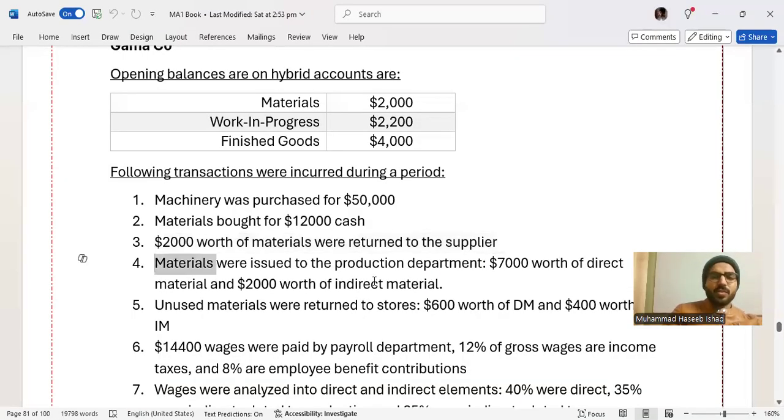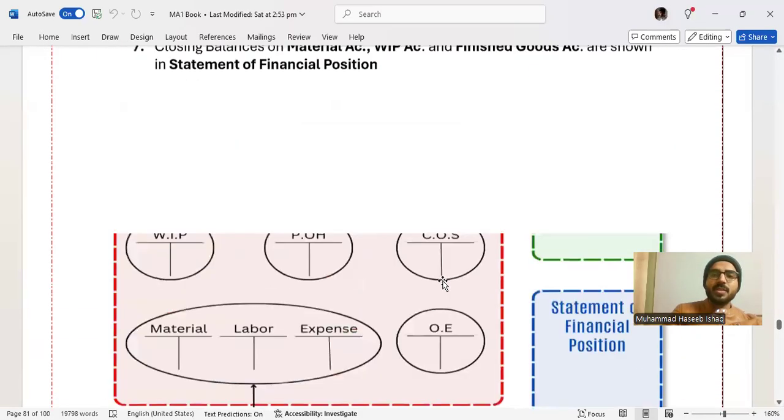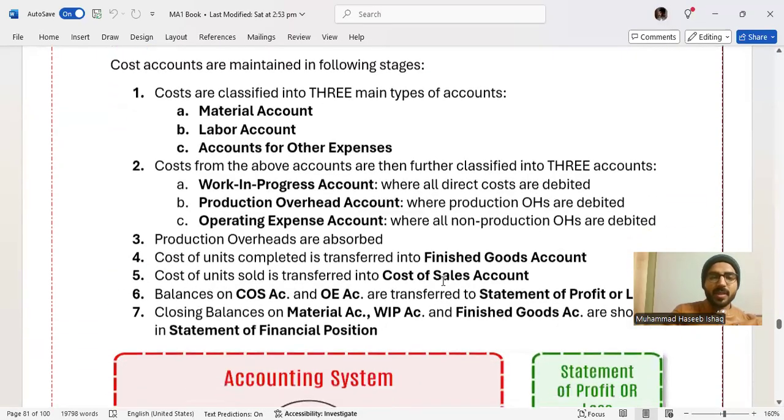Now this transaction is going to be interesting, a new transaction which you haven't studied in the financial accounting exam. What is it about? Material was issued to the production department: 7,000 worth of direct material and 2,000 worth of indirect material. So this transaction is related to stage 2 now. Let's read stage 2. What is it saying here?